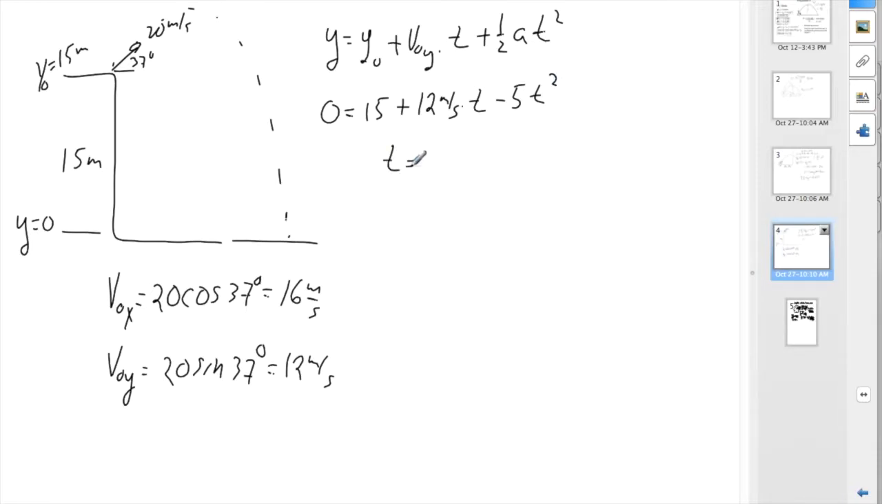I can solve that for t, and I'll actually get two numbers. One's going to be negative, one's going to be positive. I can take those numbers and plug that in. The distance in the x direction is the velocity in the x direction times t.